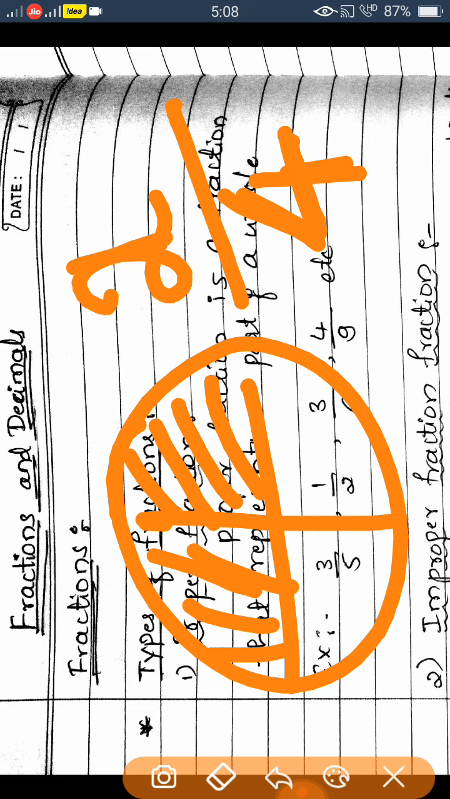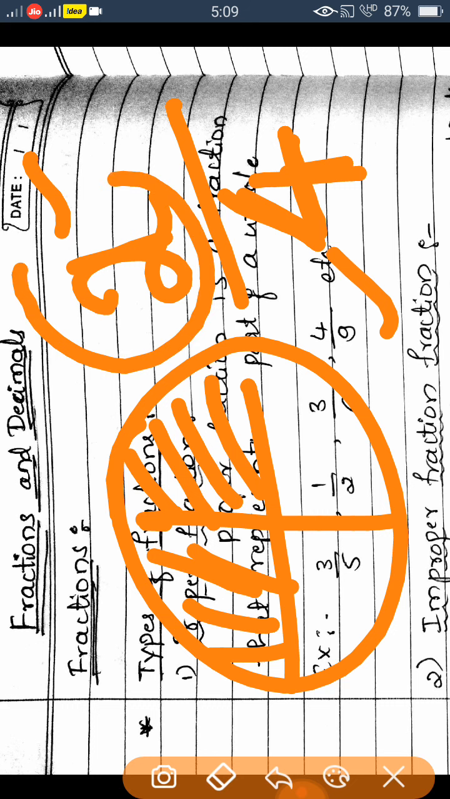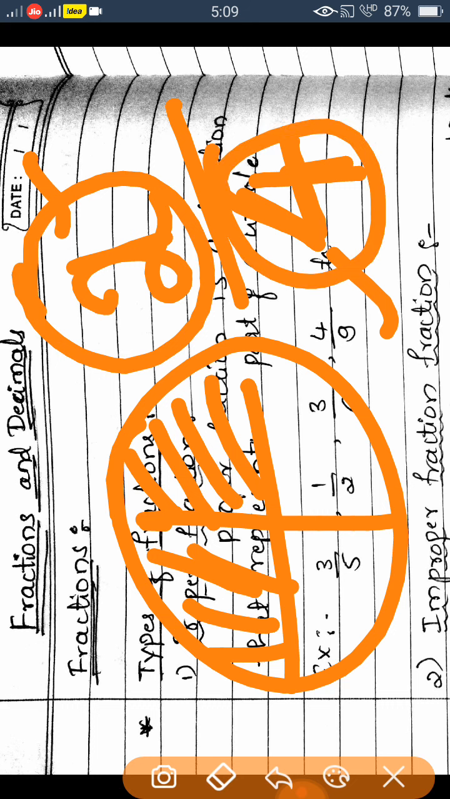If you write the numerator small and the denominator bigger, it is called a proper fraction. It is proper because it is a part of a whole, a part we have taken.